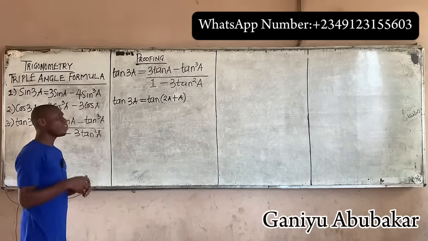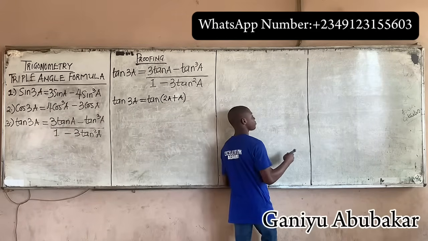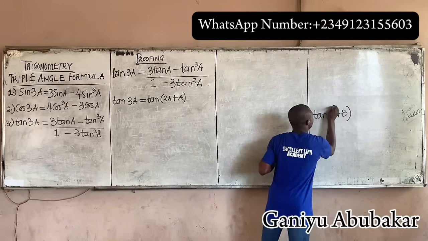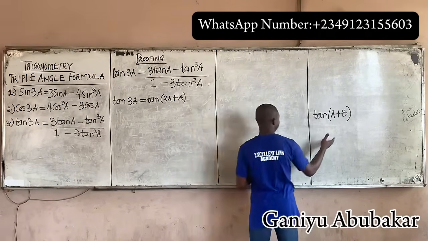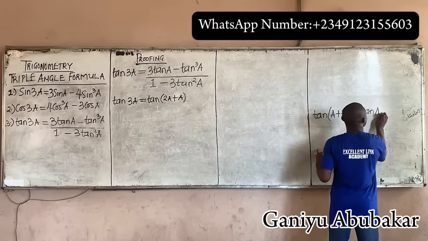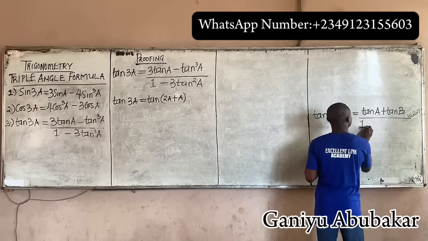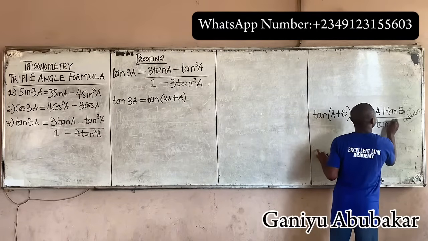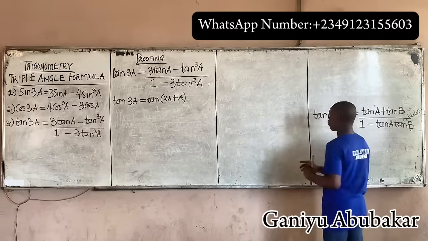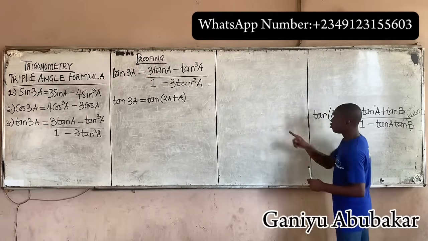At this point, I'll recall the concept of compound angle. From your compound angle, if I have tan of A plus B, of course, with a plus sign, this will automatically give tan A plus tan B all over 1 minus tan A tan B. So I'll use this expression here. Mind you, my A becomes 2A, my B becomes just A.